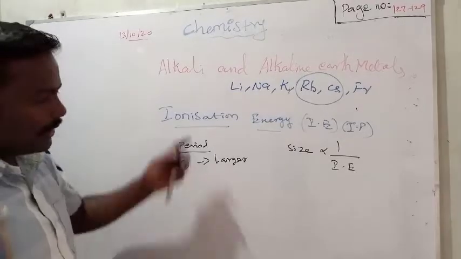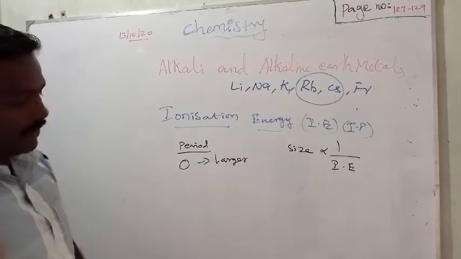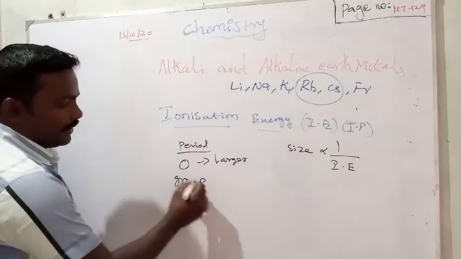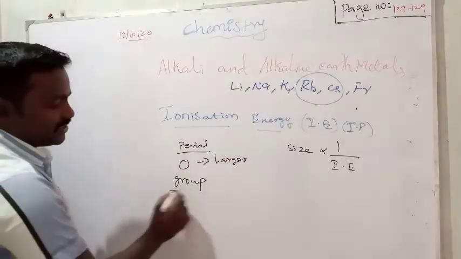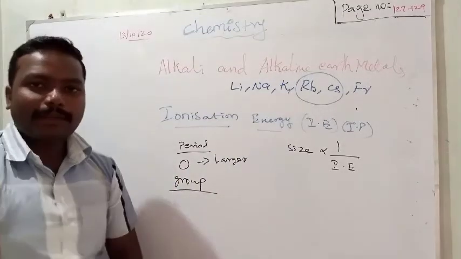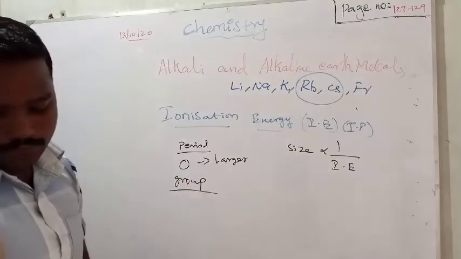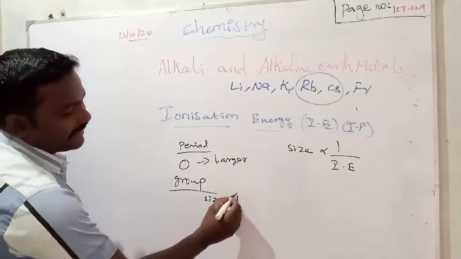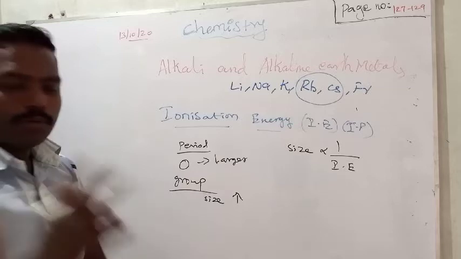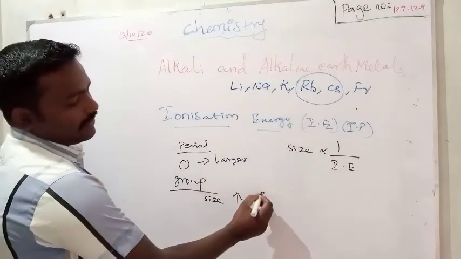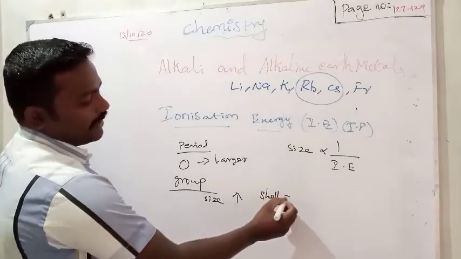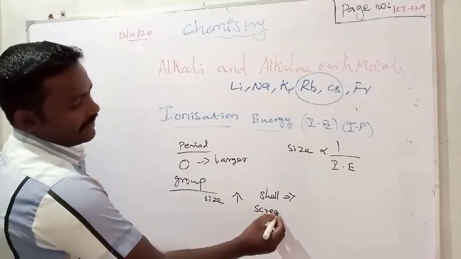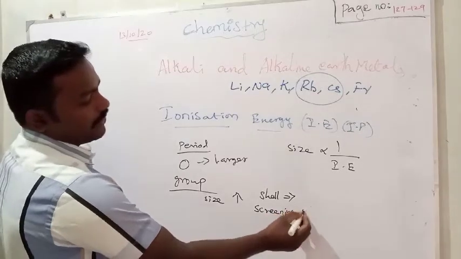But if you go down, what will happen? Top to bottom, group wise, smaller ionization energy. Top to bottom, size will increase because of two reasons. One is new shells are introduced, and also the screening effect will increase.